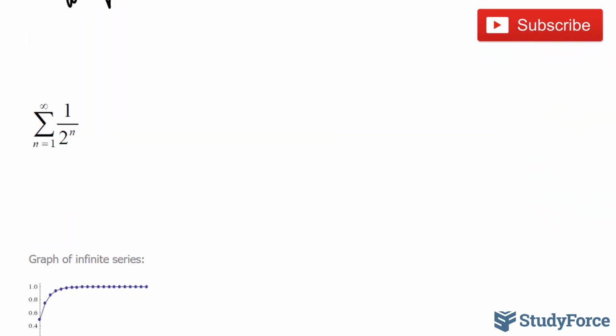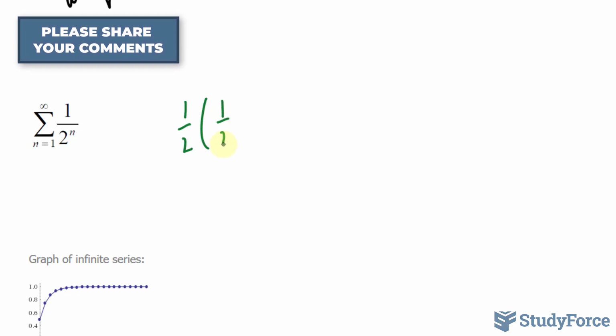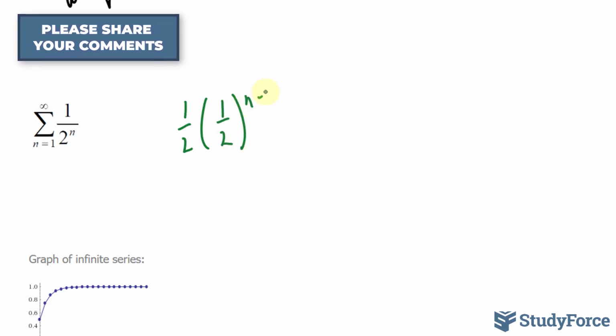This series doesn't look the same way as the previous one did. In fact, in the previous one we could spot the a and the r quite easily. We don't have this situation here. Instead, you have to algebraically manipulate 1 over 2 to the power of n so that it has an a and an r. And here's how you do that. Instead of writing it out like this, we will use the laws of exponents and write it as 1 over 2 times 1 over 2 all raised to the power of n minus 1.